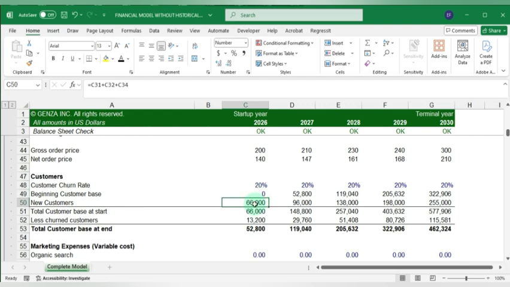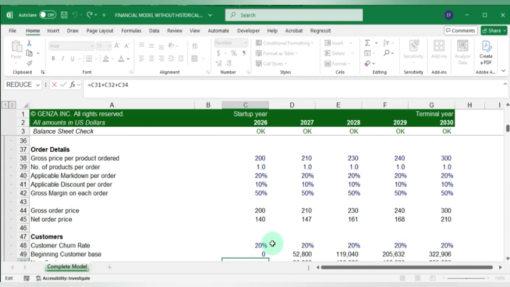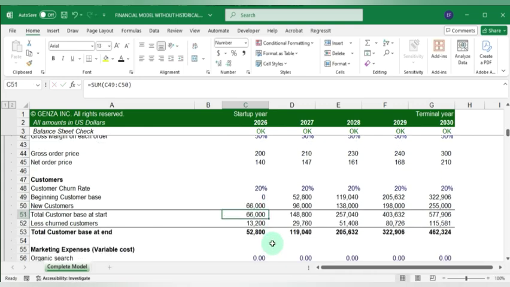Then we have new customers, which we have calculated from here. So as you can see, the new customers are the orders you have gotten from organic search, social media, and affiliate marketing. Email marketing is zero. I explained that in my video. So that is our new customer base. Then we have our total customer base at the start of the period.